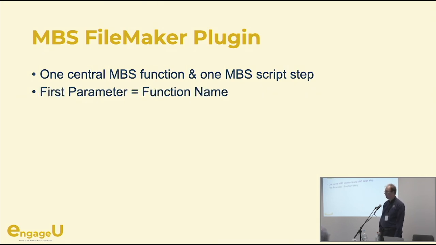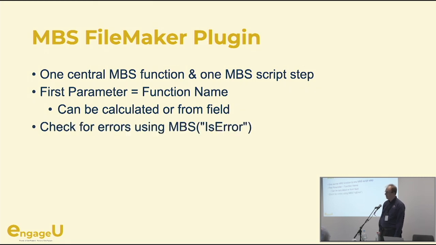The MBS plugin has one central function. We can't put 7,000 functions in the calculation dialog. That would be horrible. The first parameter is the function name, which can come from a calculation or from a field. So you can do a very dynamic script to pick its commands from a table if you want.